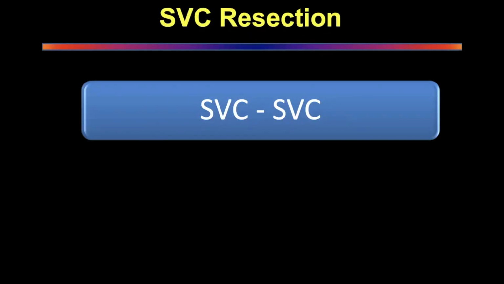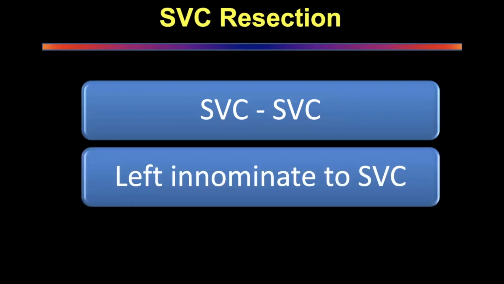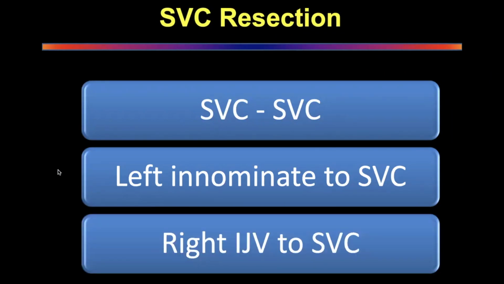Most of the time you have to go on bypass and then do a resection. You could do a left innominate to SVC reconstruction, or you could do a right IJV to SVC reconstruction. It completely depends on the level of resection. But the moment you get into resection of SVC, you must try to get R0 resection. This is the philosophy. The only reason you're going into the SVC is to get an R0 resection. So I am very aggressive: if I feel that the SVC is involved, then I want to get R0 resection.